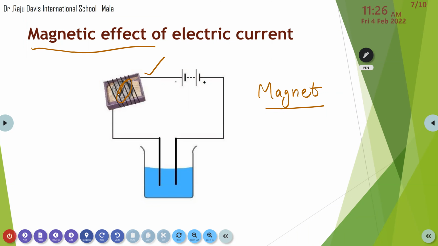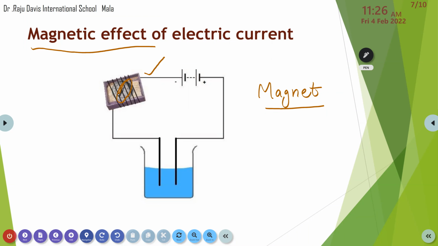Okay, when we take distilled water, is there any deflection in the needle? Is there any movement? No, ma'am. Why is there no movement? Because distilled water is an insulator. Very good. So distilled water is an insulator. At that time, it doesn't conduct electricity, so we cannot observe the deflection in the needle.